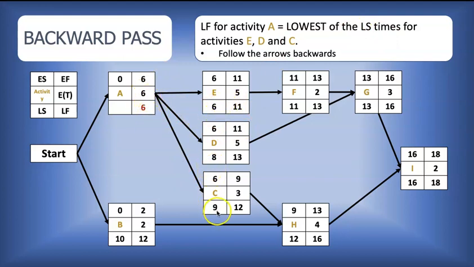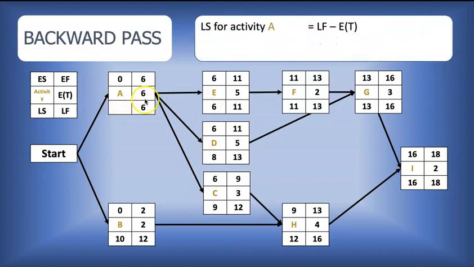So 6, 8, 9, it has to be week 6 since activity E can get its baton no later than week 6. So we couldn't use 8 or 9, so it's week 6. And for the latest start time for A, it's simply 6 minus 6, which gives 0. So we have now completed our backward pass. We now know the latest start time and latest finish time for each activity.